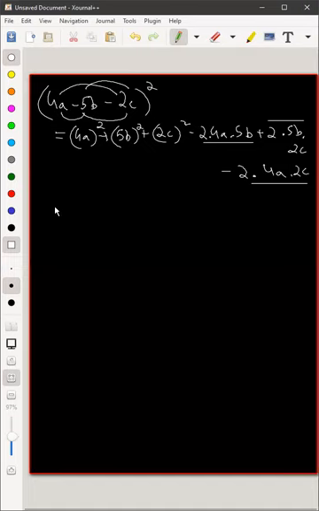Okay, so what does this work out to be? 16a square plus 25b square plus 4c square and minus. I don't need the brackets. Simplify this further. What's 2 into 4? Multiply all the numerals. 2 into 4 is 8. 8 into 5 is 40 AB. What about the next one? Plus 20 BC, minus 16 AC. Now take the brackets, sir.